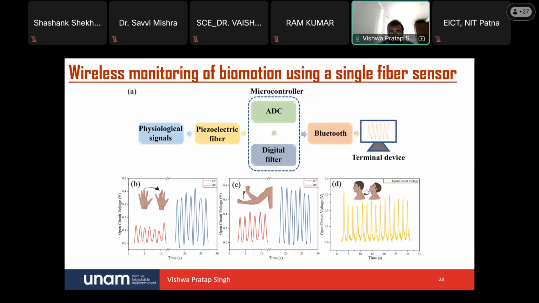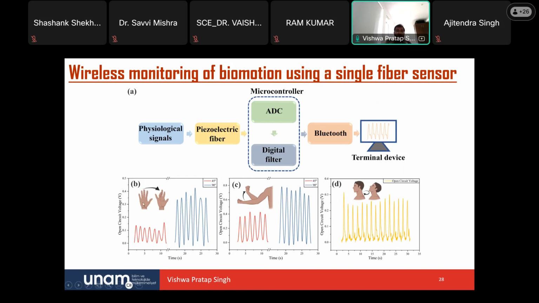So for the wireless monitoring of biomotion using a single fiber sensor, we can put our fiber everywhere, because this is a self-powered fiber, so you don't need to touch it every time. You can push it when there is any physiological motion on your body, and you can detect the signal. So for this purpose, we use this device. Let's say we put it here on the finger, we can tilt like this, and there will be a stretching due to which it can give a voltage.